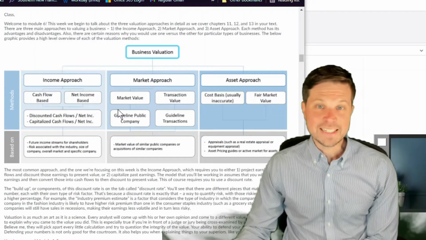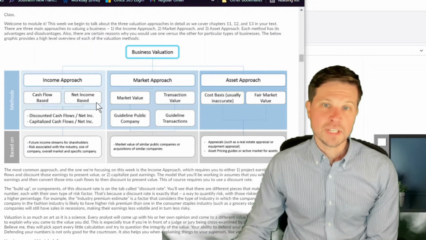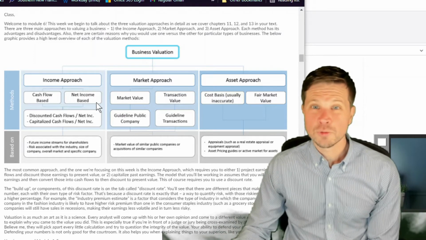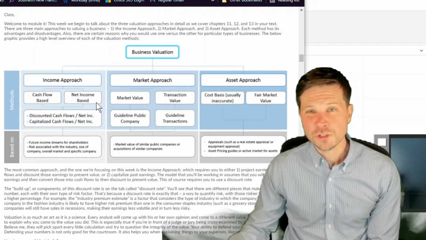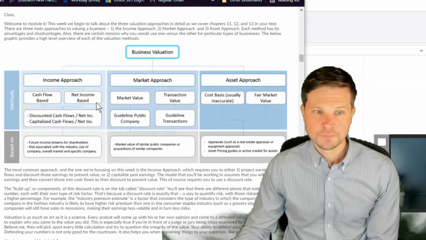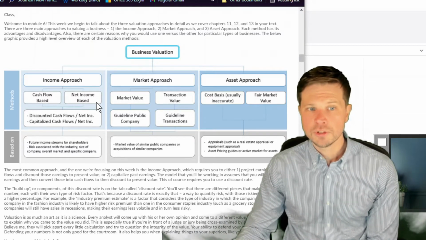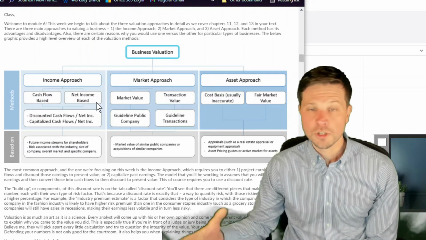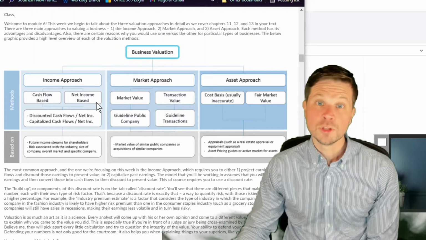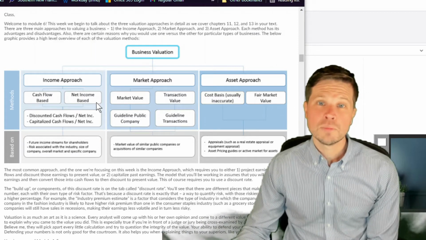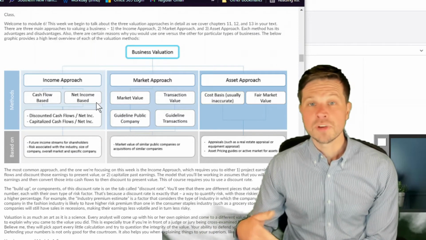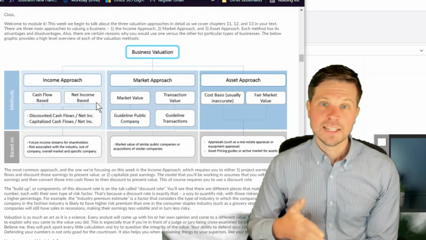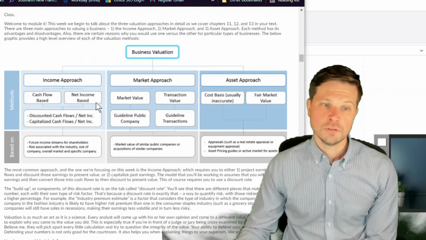All right, the income approach. Now, this is the only one that you're going to be calculating in the model and your report. You'll be discussing the others in your report, but you won't actually be calculating those. So within the income approach, you can either use cash flows or net income or some adjusted form of net income. And you either project those cash flows or net income and discount them to present value, or you look at historical net income or cash flows and then you capitalize those. We'll be looking at projected cash flows and discounting those to present value.